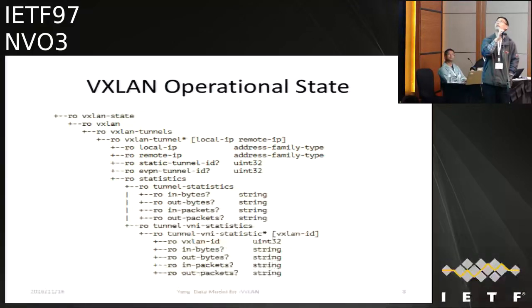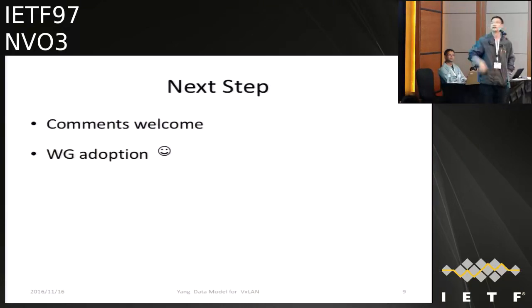This is the VXLAN operational data. So we define to show the VXLAN tunnel. We will show the local IP, remote IP, and the tunnel ID, and other parameters for the tunnel statistics and the VNI statistics. So okay, next. Okay, so this is my presentation for this topic. This is the third time to present. So can we have a working group adoption?